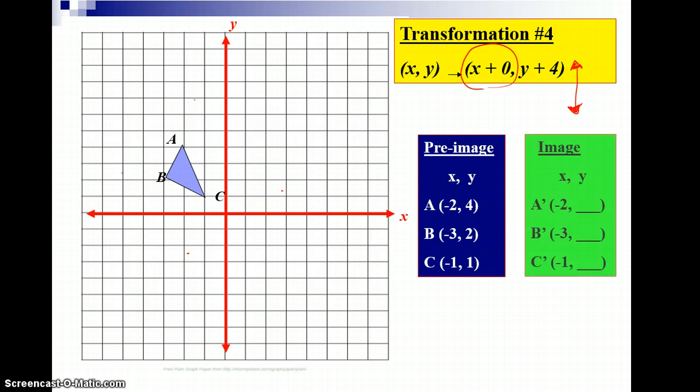So our new coordinates, again, those x's are staying the same. X added nothing. 4 plus 4 is our new a prime, 2 plus 4 our new b prime, 1 plus 4 our c prime. And then plot your new coordinates for your image, again showing a prime, b prime, c prime. Pause if you need to.